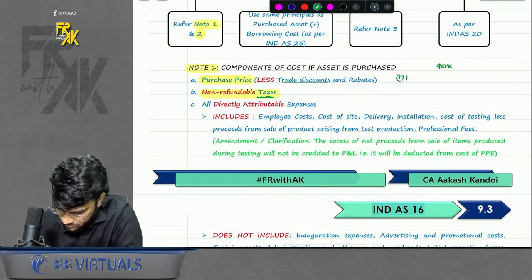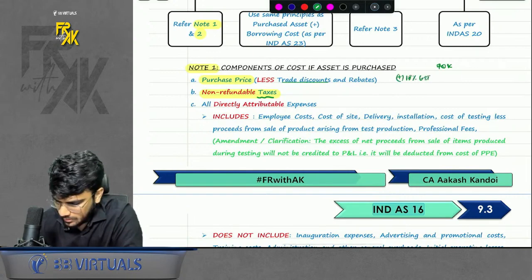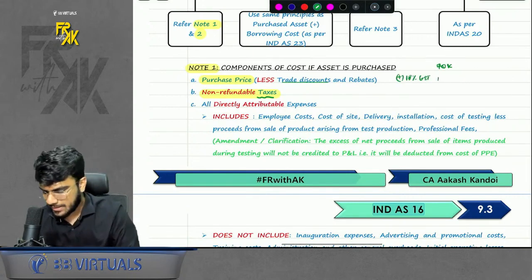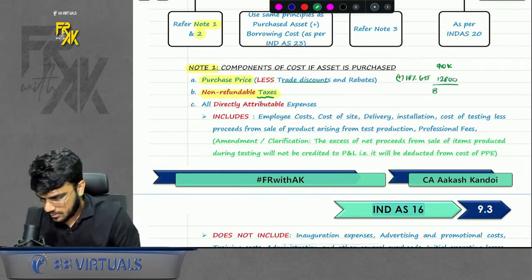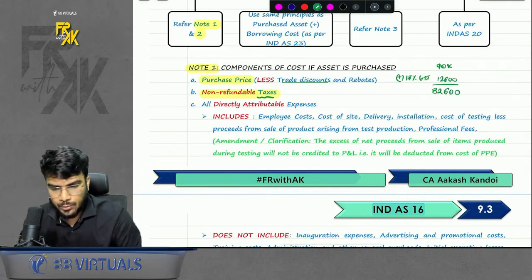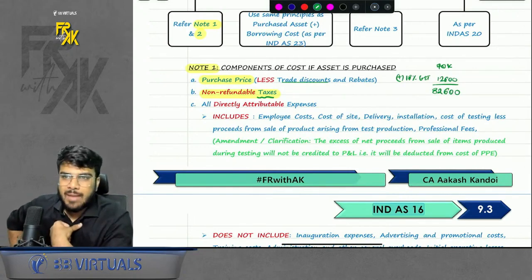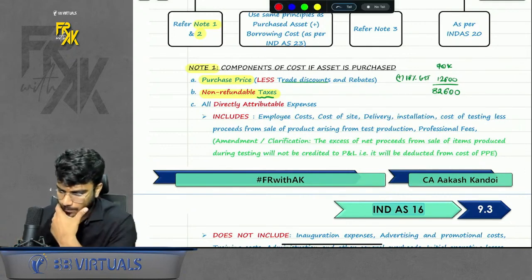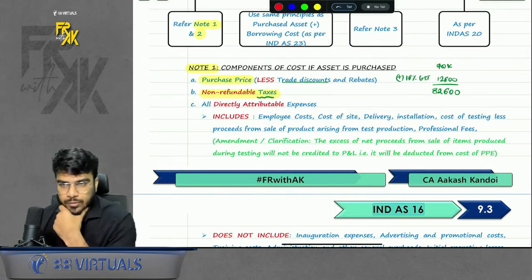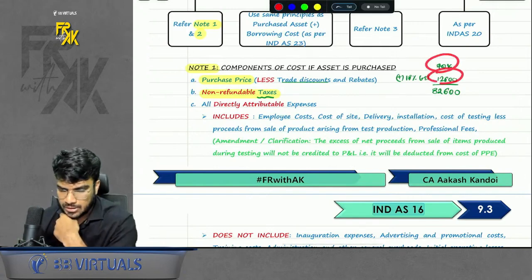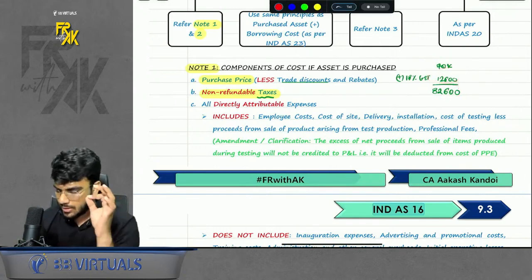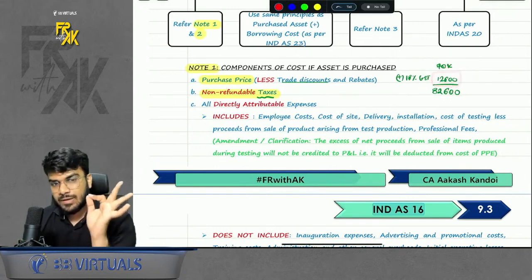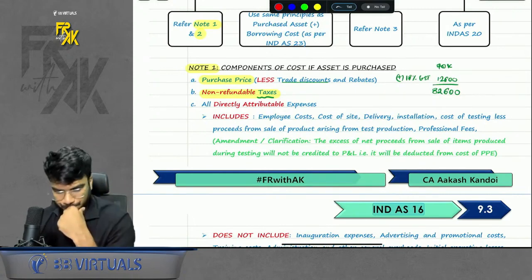Plus 18% GST. That comes to 12,600, I guess. So the total price is 82,600. Okay. I am a poor guy. I don't have so much money to buy a phone. But of course you can buy, right? So you go to buy a mobile phone. They charge you 70,000 plus 18% GST, which comes to this much. Now the question is whether this tax will be included in the cost of PPE.